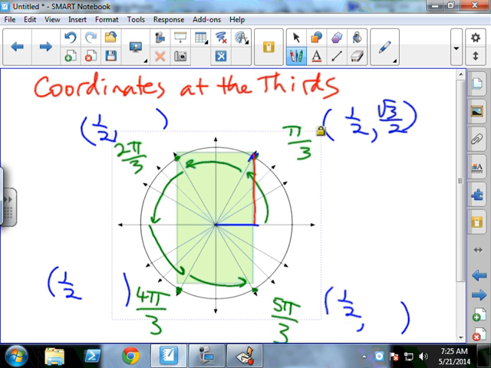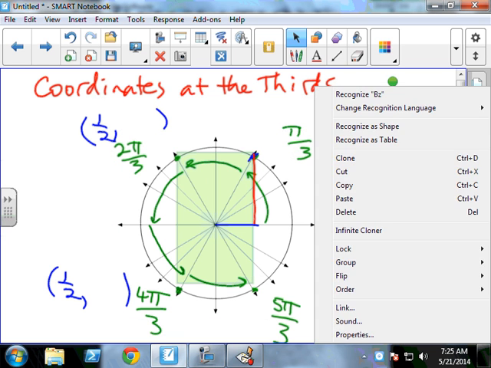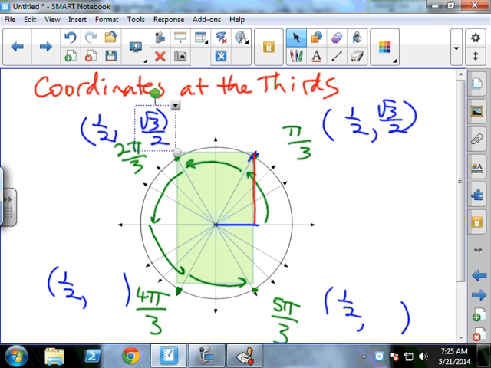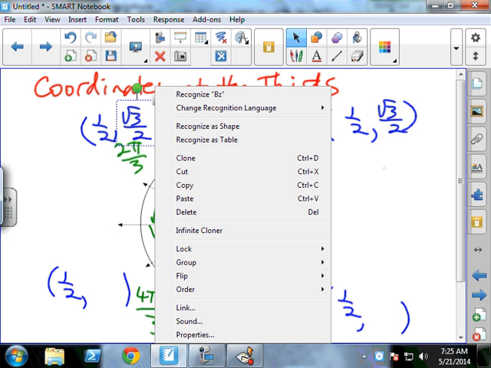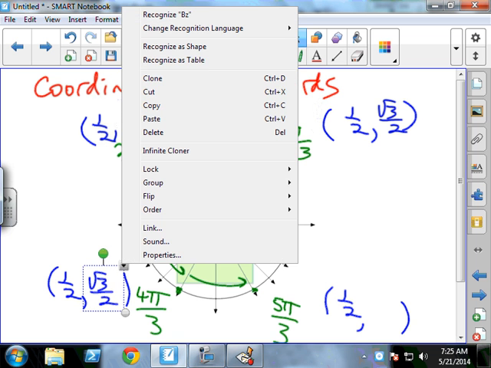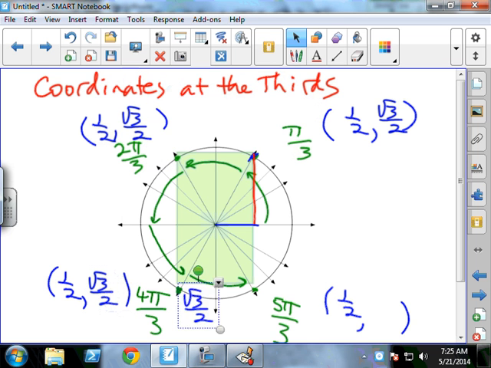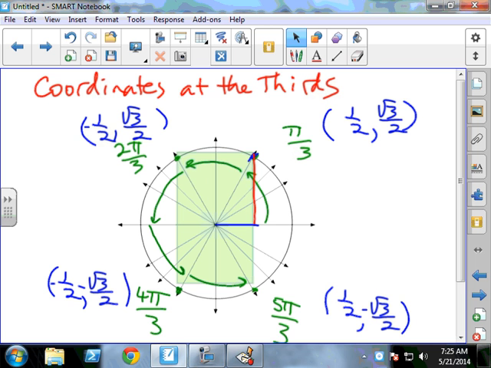You might say, well, what about the signs? Well, we'll get to those in a second, okay? And then the rad 3 over 2. Remember, 1/2 and rad 3 over 2, they're always going to be side by side. So we'll have the rad 3 over 2 here, and the rad 3 over 2 here. Okay? So now just think of your signs. First quadrant, everything's positive. Second quadrant, the x's are negative. Third quadrant, both x and y are negative. Fourth quadrant, x is positive, y is negative. And there you go. Okay?